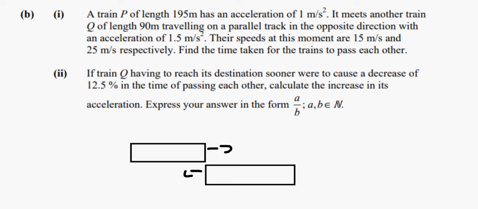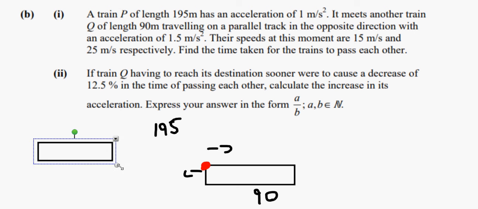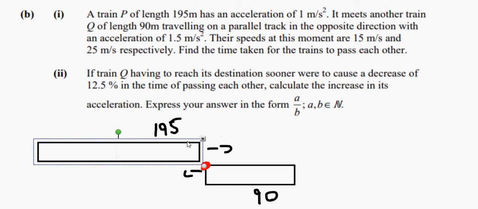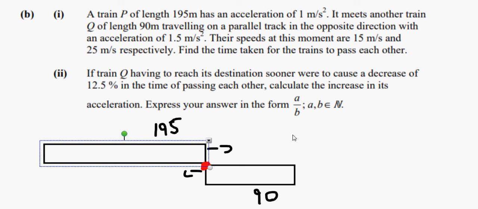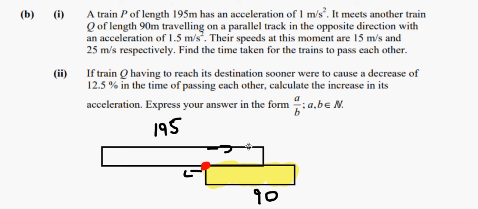Now, so 195 meters and 90 meters. Now what I told you to picture is this. Picture one of them is stationary, completely stationary. Okay? So what we're going to do is pretend that this one can't move. Okay? It's not moving. How far does it have to go to completely clear the other train? Well, look, that's 90 metres right there, isn't it? To go from there to there.